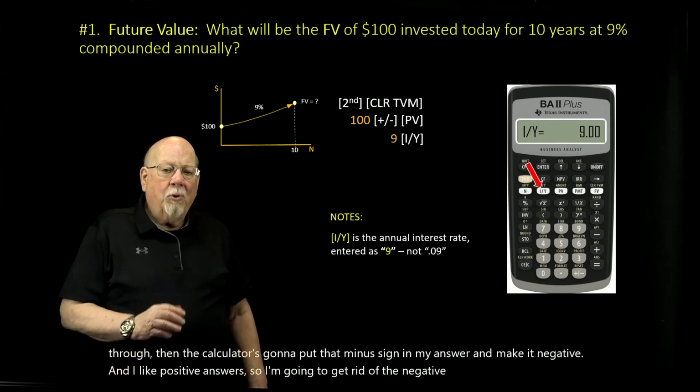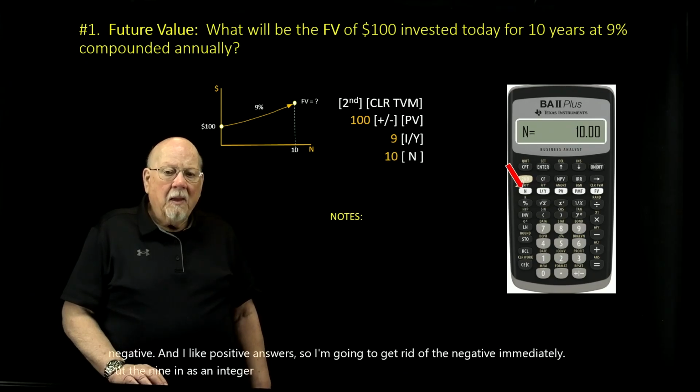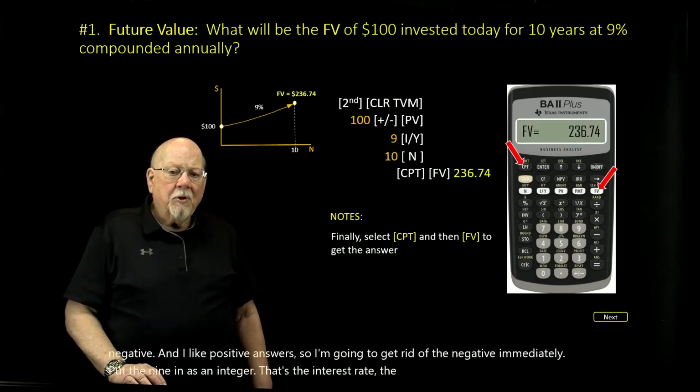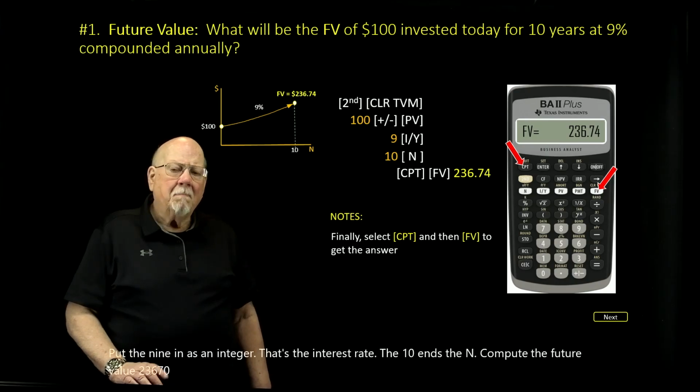Put the 9 in as an integer. That's the interest rate. The 10 enters the n. Compute the future value, 236.74.